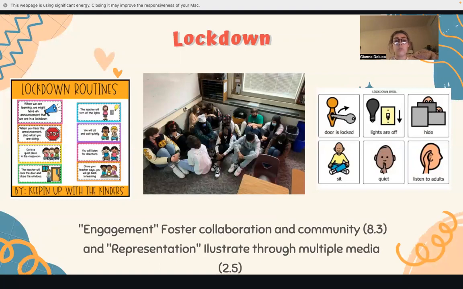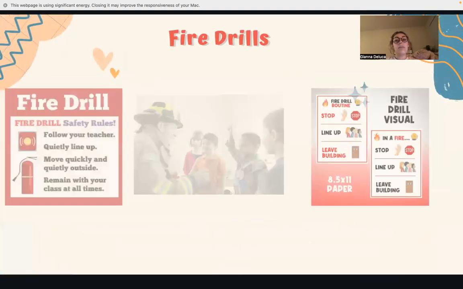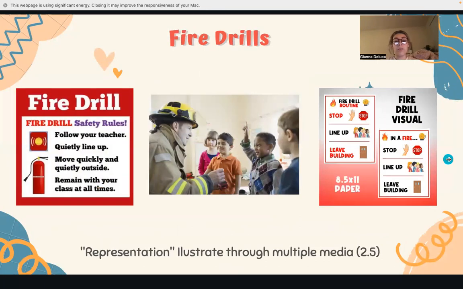And then representation through multiple media, visual examples, verbal examples, maybe even video examples to show students, but having these posted around the class, extremely important. Same thing for fire drills, having the visual examples posted, reading a book, maybe watching a video, what to do during a fire drill, remembering that a fire drill isn't scary. That's just something we have to practice in case we are in a scary real life situation.